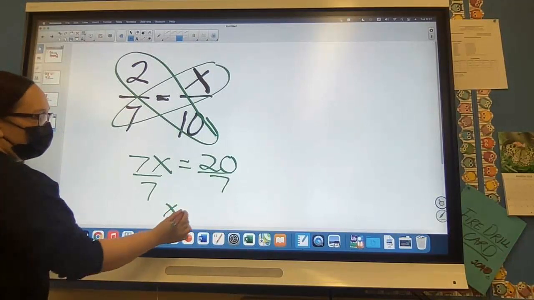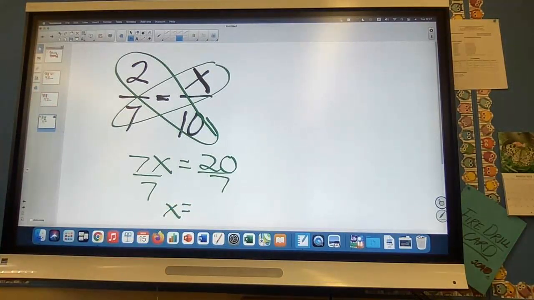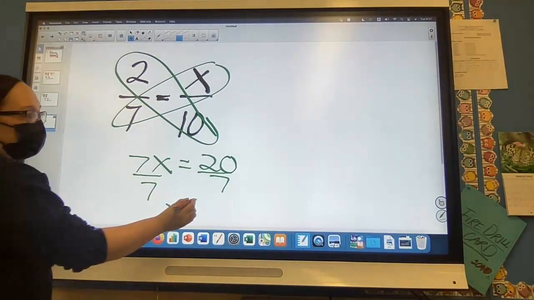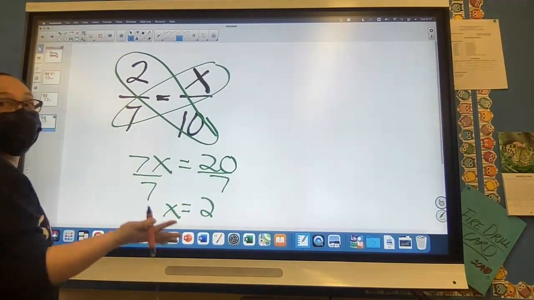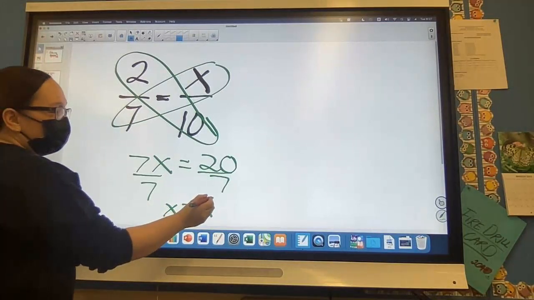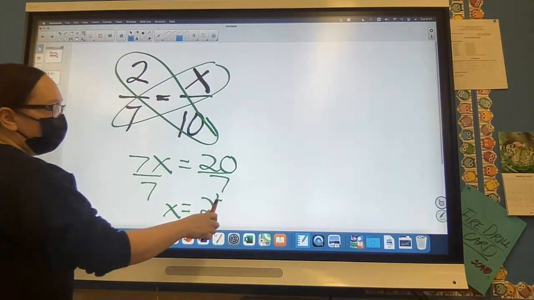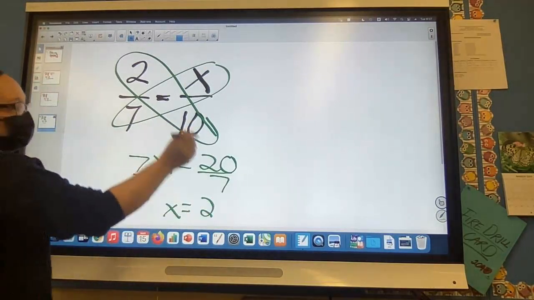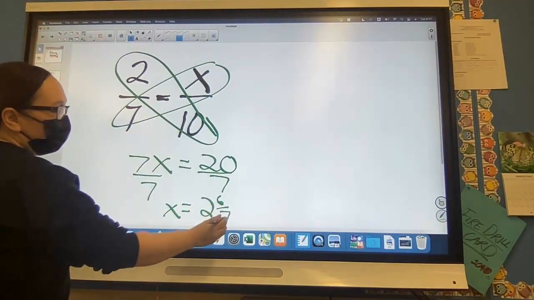So now we're going to have what? How many 7s go into 20? 2. So that becomes 14. So what's the remainder? 4. Wait, why 4? Because you said it's 14. Okay, so 6 over 7.